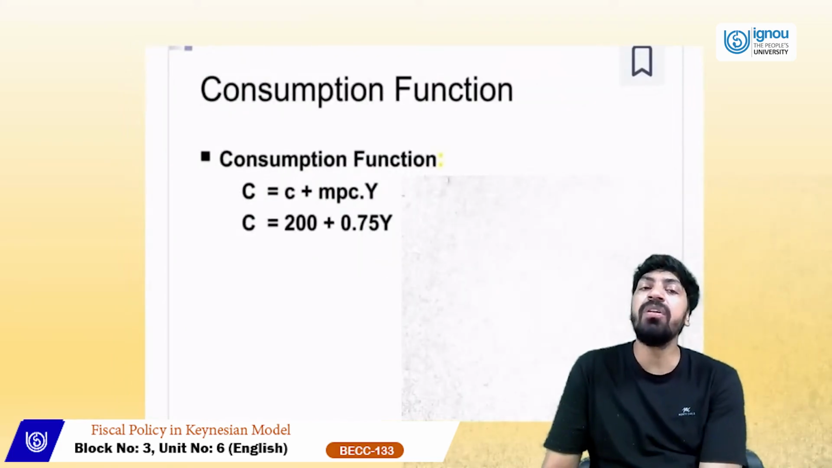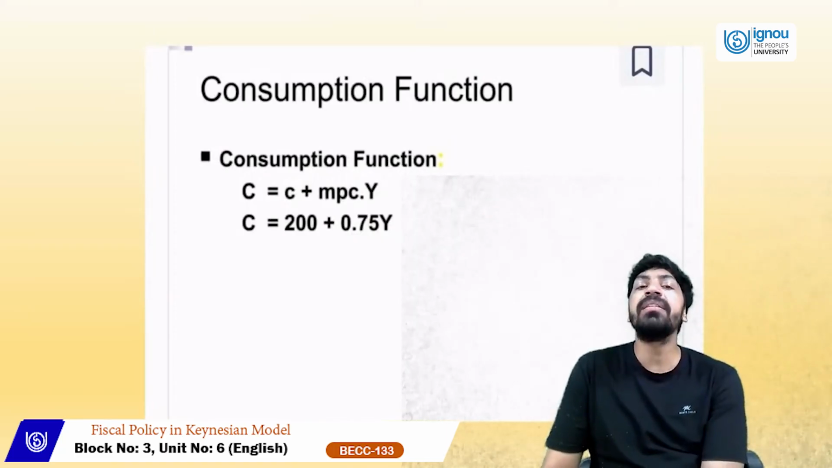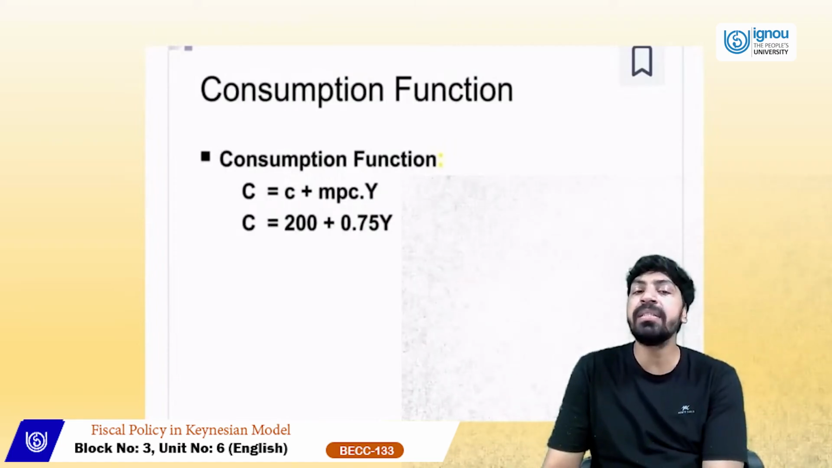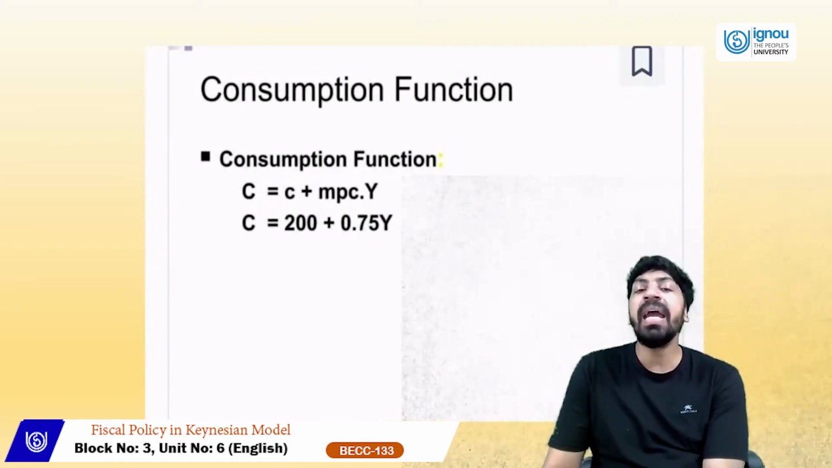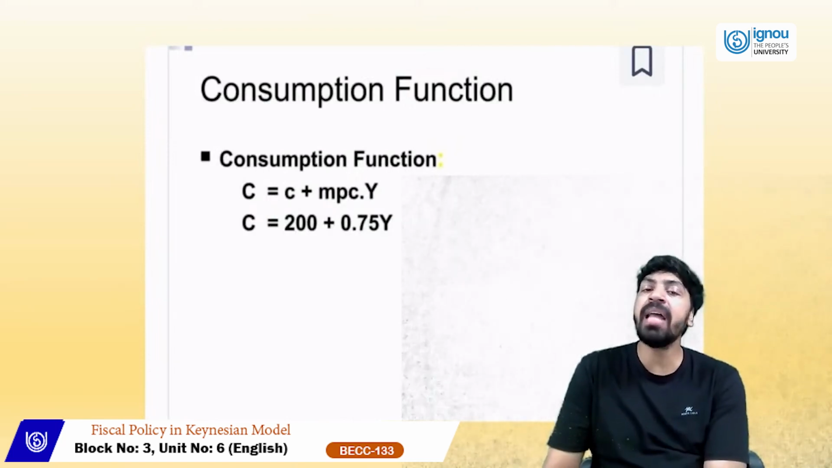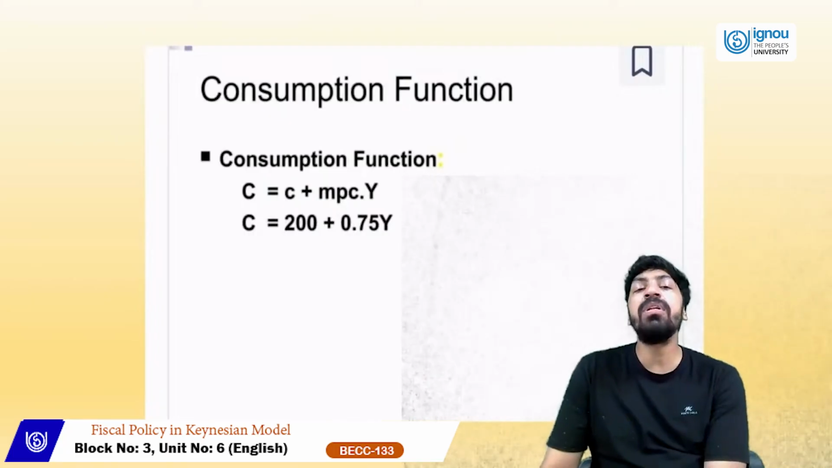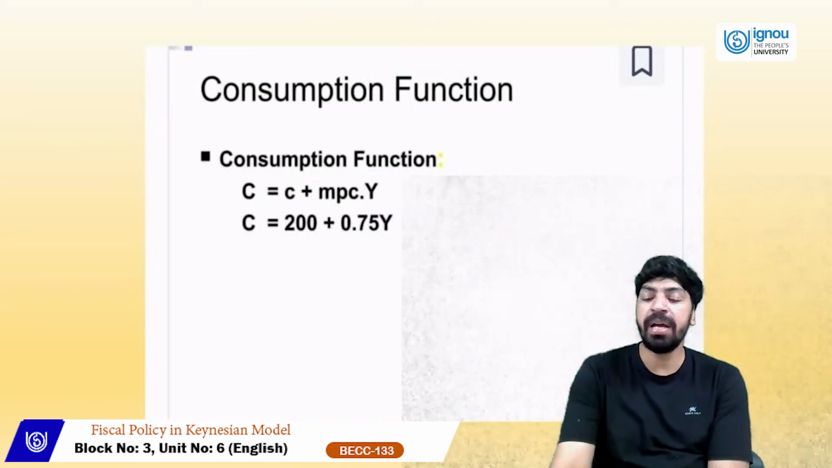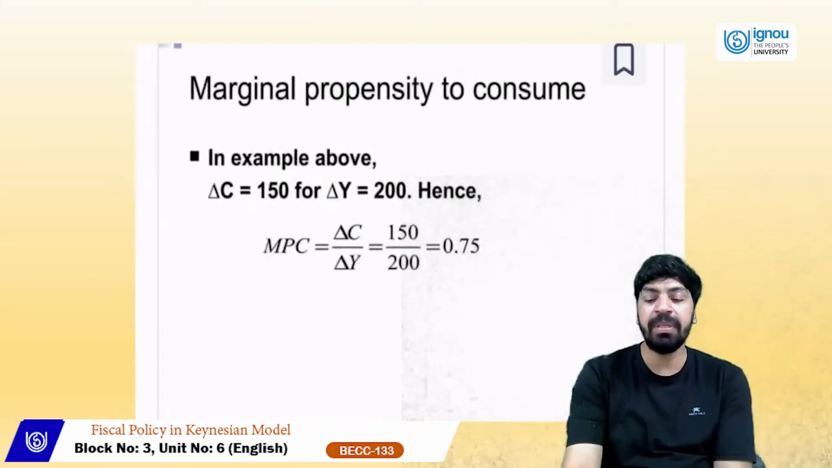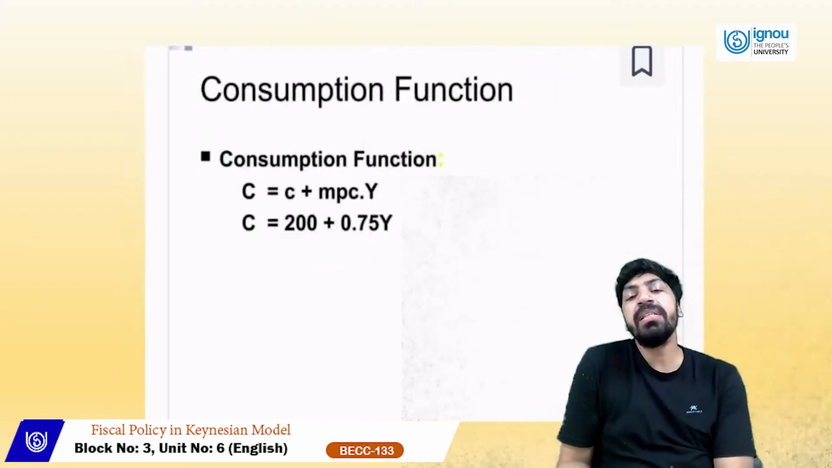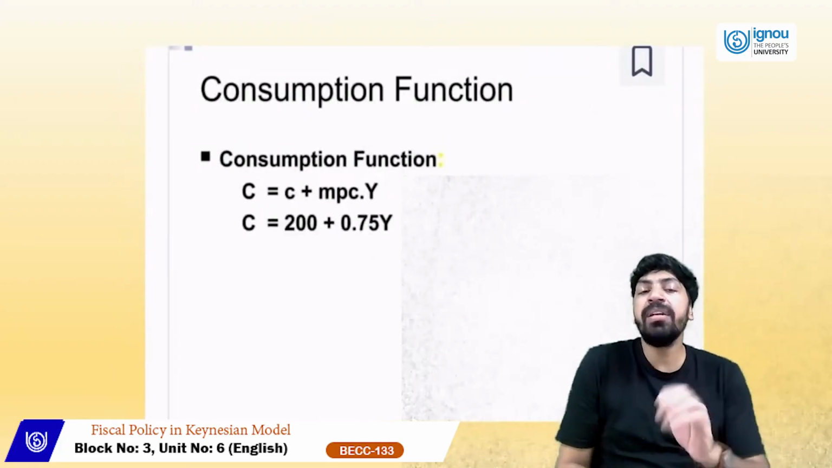This is the equation of the consumption function, that is C. C stands for consumption function and is equal to small c, that is consumption spending, plus MPC, the marginal propensity to consume, times Y. Y stands for income. So C is equal to 200 plus 0.75 Y, where 0.75 is the estimated MPC and 200 is the consumption spending. If you look up the table, MPC is 0.75.